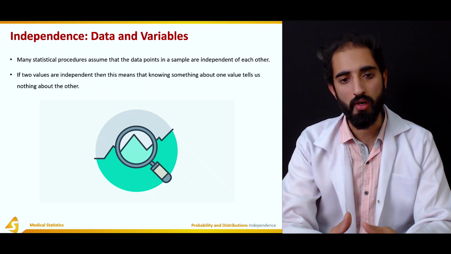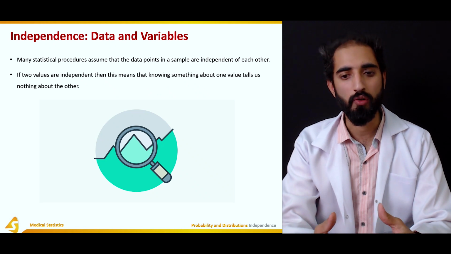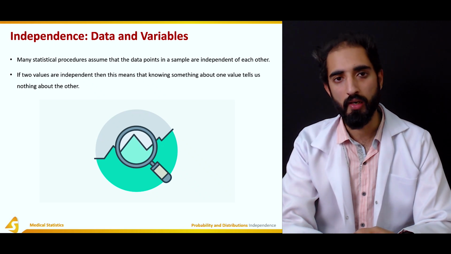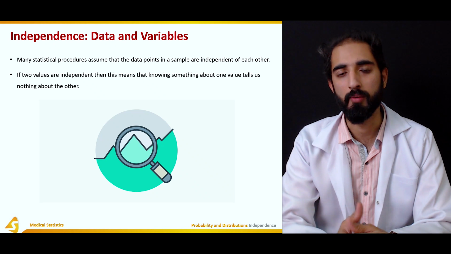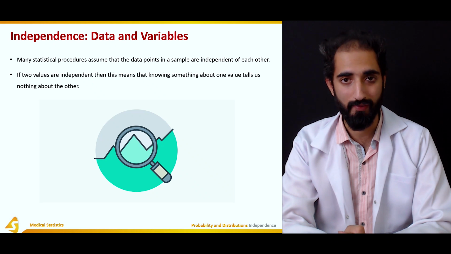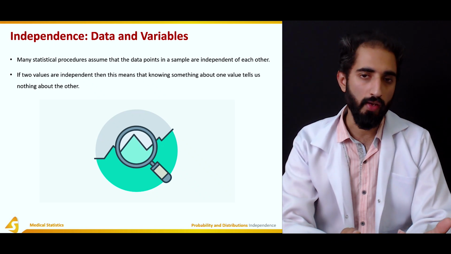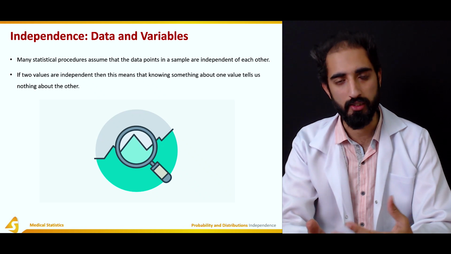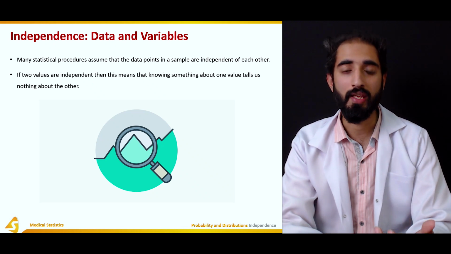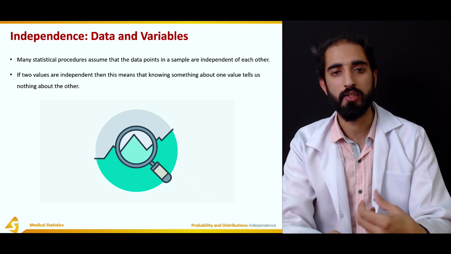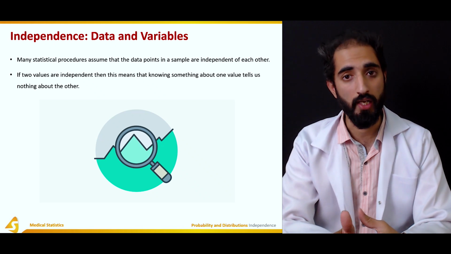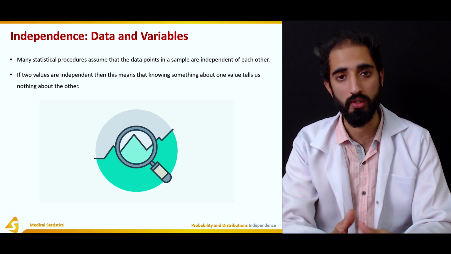If we have two values which are independent of each other, then knowing something about one value tells us nothing about the other. For example, we have a variable A and a variable B. They are not related to each other in any way, and they are not dependent on each other. So changing the value of A would have no effect on the value of B. Similarly, changing the value of B would have no effect on the value of A. Moreover, if we know that there has been a slight increase in the value of A, that would give us no information regarding the value of B, because they are not related to each other.